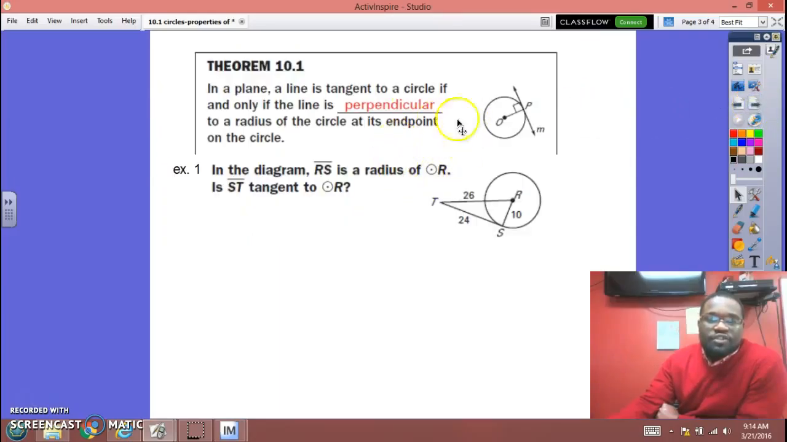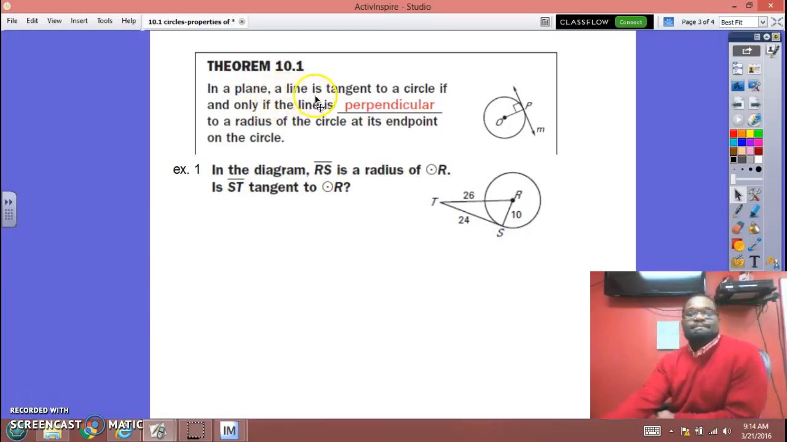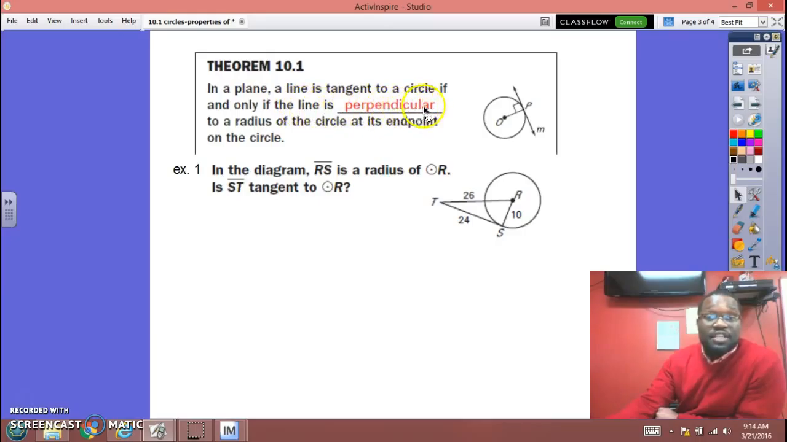All right, so here's our first theorem. This is the stuff that we need to know. In a plane, a line is tangent to a circle if and only if the line is perpendicular to a radius of the circle at its endpoint on the circle. So basically what this says is, from a radius, which is from the center to the outside of a circle, and you have a point of tangency there, whenever that happens, it makes a right angle. All right, so that's something to keep in mind.